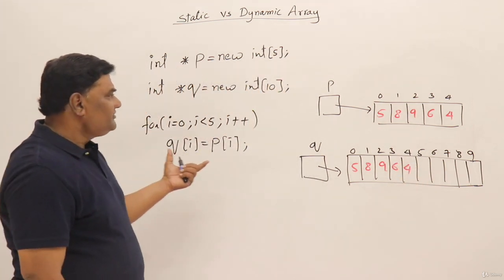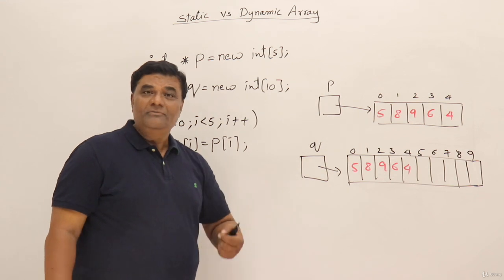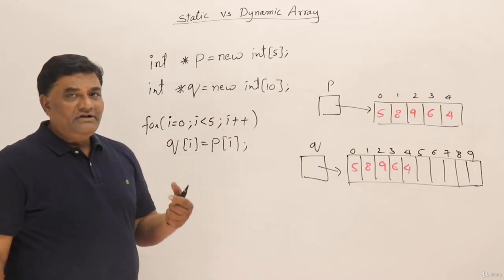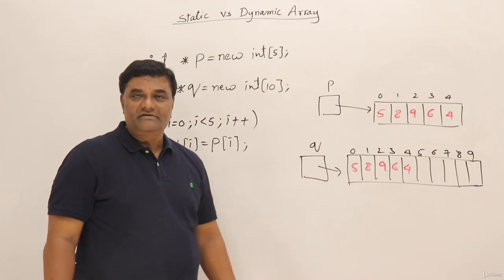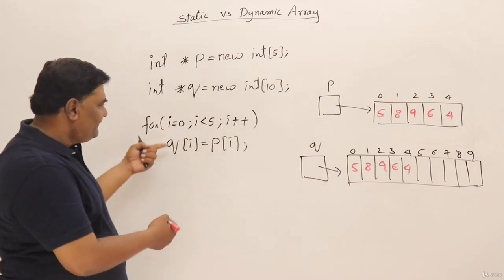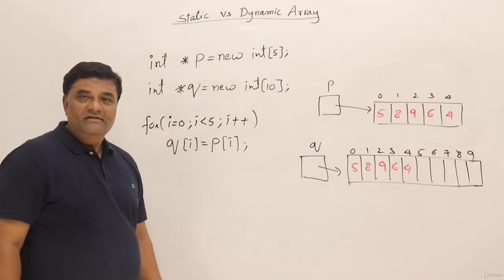And there is even one function in C language called memcpy, that is memory copy. You can use that and mention these two arrays. So those contents will be copied here. But I am showing them using a for loop.